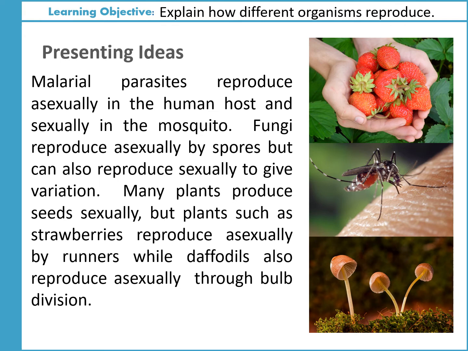We'll also have a look at how fungi can reproduce asexually by spores, but can also reproduce sexually, so that there's some variation in the next generation. And as we've already seen, plants can produce seeds sexually, but they can also use runners or bulb division in order to produce new plants asexually.